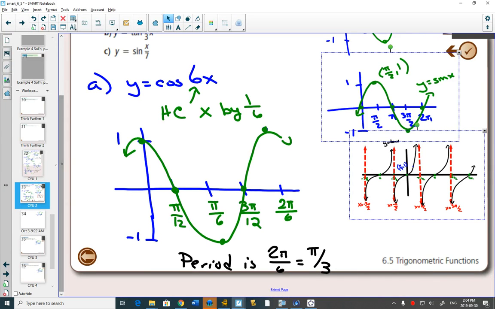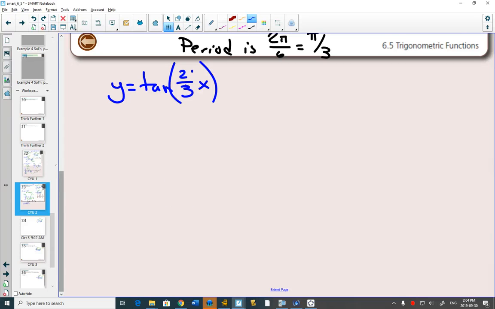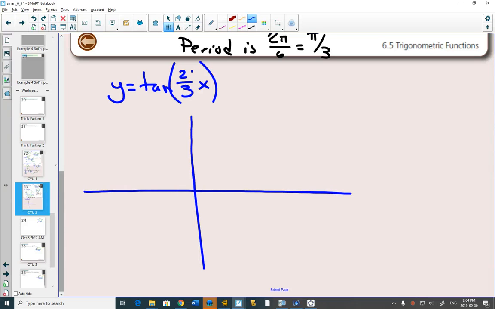For the tan graph, a little bit trickier with the tan graphs. Y equals tan 2/3 x. For your tan graph, the key things for drawing your tan graph are your asymptotes. So we had an asymptote. Oh, first of all, just label here. What is that 2/3 going to be? It's going to be a horizontal stretch. You're going to multiply your x values by 3/2.